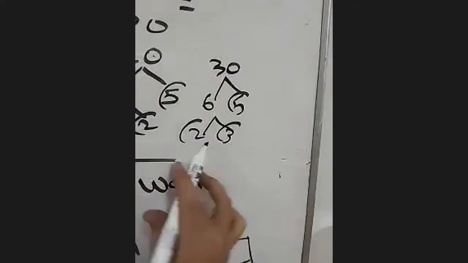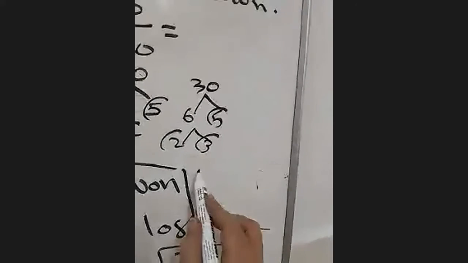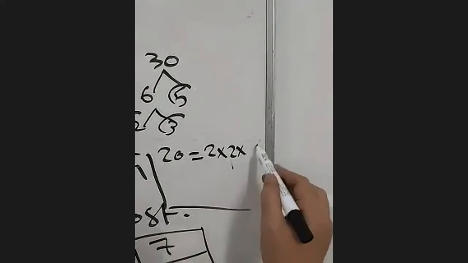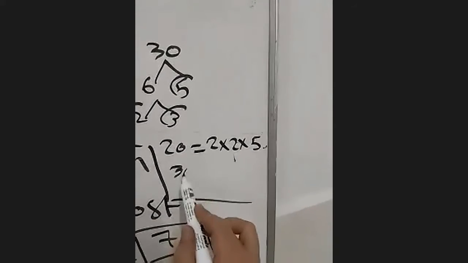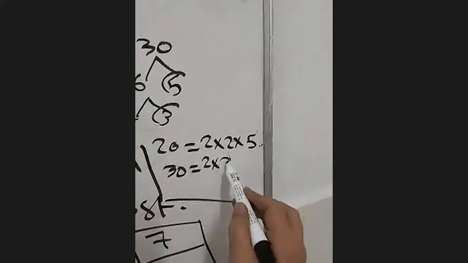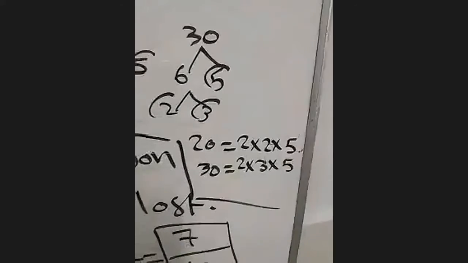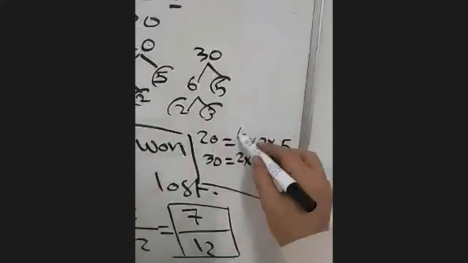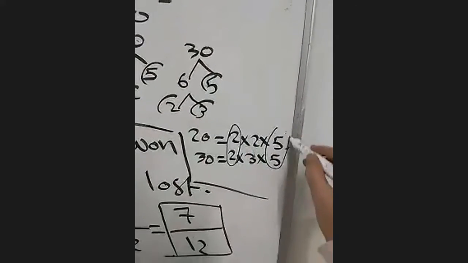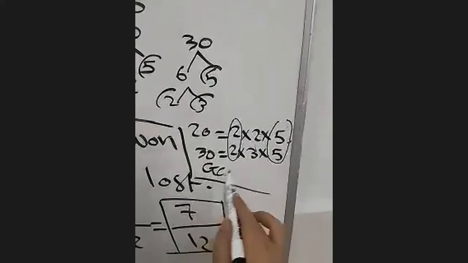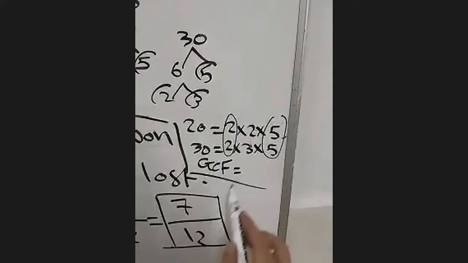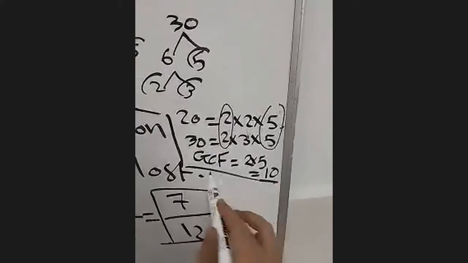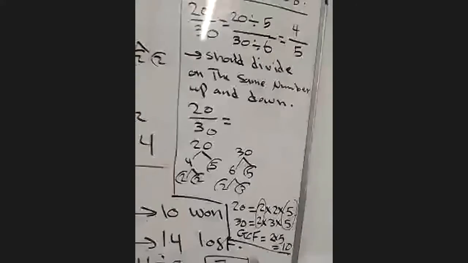Now the 20 equals 2 times 2 times 5 and the 30 equals 2 times 3 times 5, right? Now what is the common here? We have 2 and 2, and 5 and 5. So what's the GCF equal? 2 multiply 5, which is how much? 10. So the GCF equals 10.